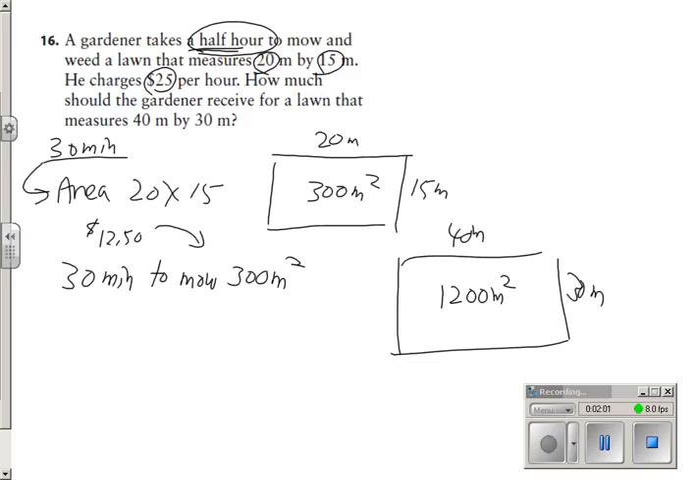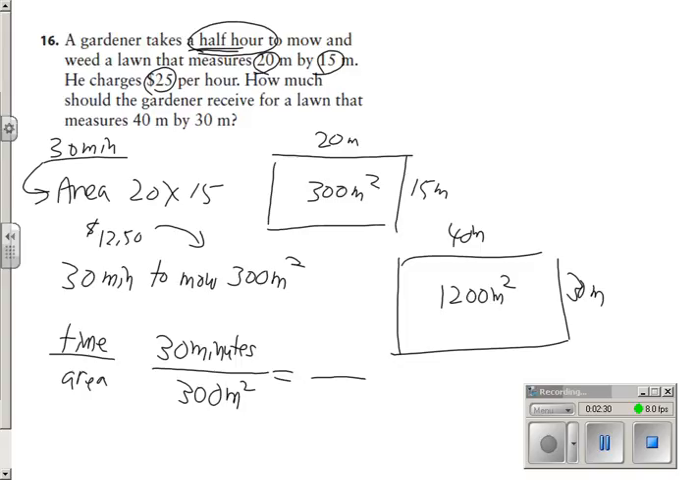So what you want to do here is set up a proportion. We'll do time to area. We'll try that anyway, a time to area ratio. So 30 minutes does 300 square meters. Therefore, how long will it take him to do 1,200 square meters?